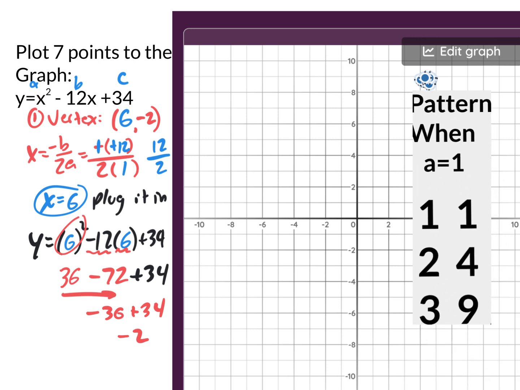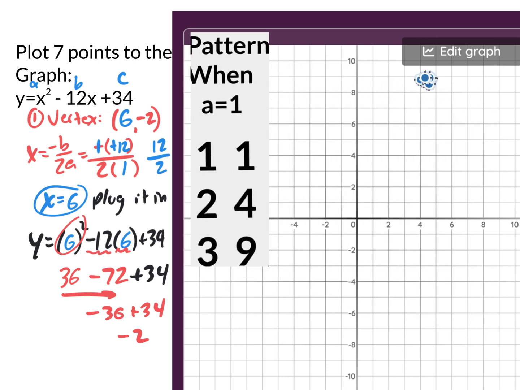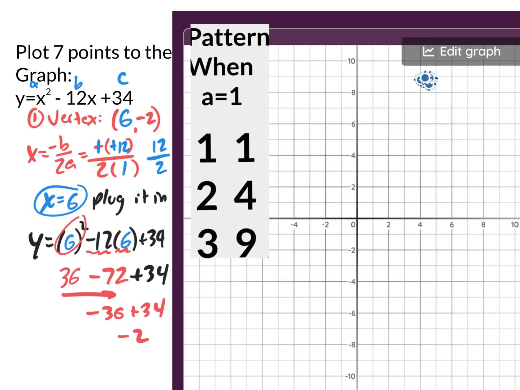Why? Because we could use a pattern 1, 1, 2, 4, 3, 9. Okay? So I'm just going to leave that pattern right here. And we're going to use that pattern: 1 over, 1 up, 2 over, 4 up, and 3 over, 9 up.